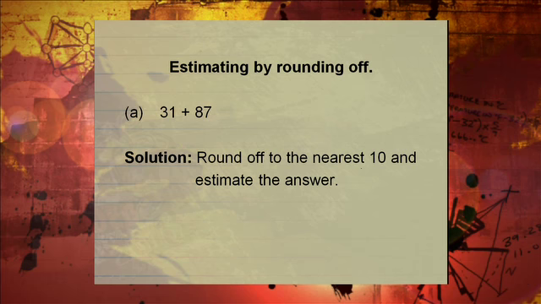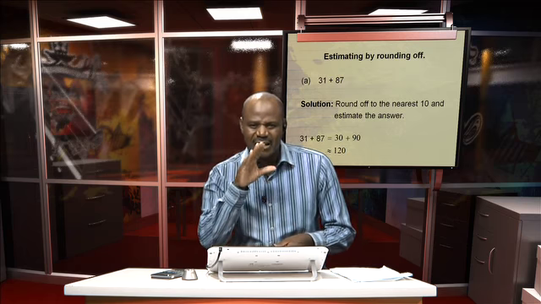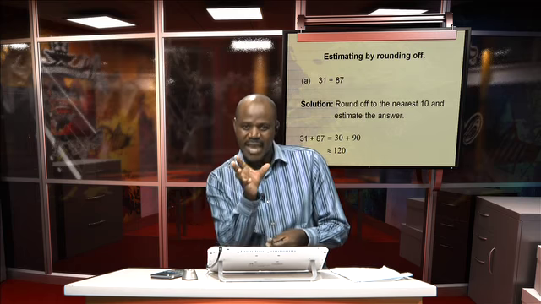Okay, let's go. If we're rounding off to the nearest 10, 31 will be 30, 87 will be 90, and then this is approximately 120. And 120 is not actually 31 plus 87. In real life, guys, we give you the numbers, you're not sure, you don't have a calculator, but you say approximately this. We have that in real life.